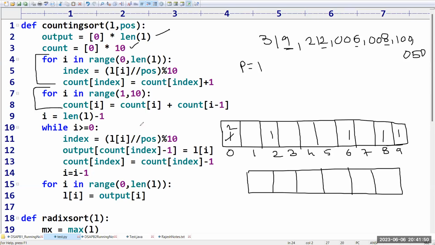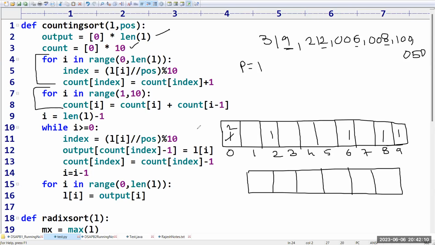What is the next loop? We are going to update, because how many zeros are there? We know 2 zeros are there. How many 2s are there? We know 1 two is there. How many 6s are there? We know 1 six. How many 8s are there? We know 1. How many 9s are there? 1. So we have to fix the position.